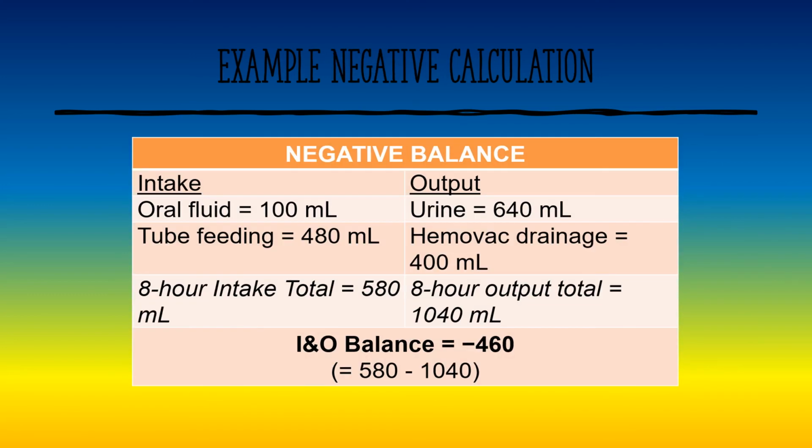An example of a negative calculation is going to be this one. All our intake, our total for the 8-hour day, is 580 milliliters, whereas our output is 1040. So 580 minus 1040 gave us a negative 460, which means we put out 460 milliliters more than we put in. And again, we need to go assess our patient and find out what is the reason for this.